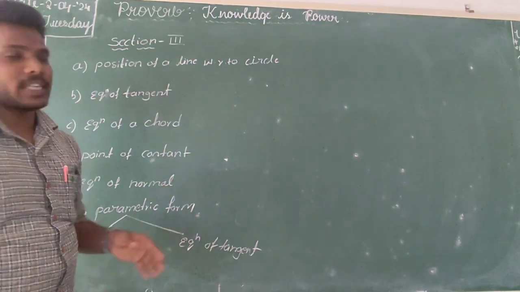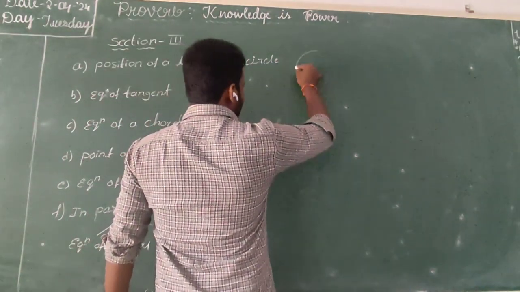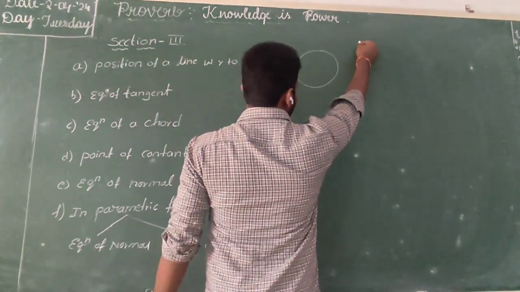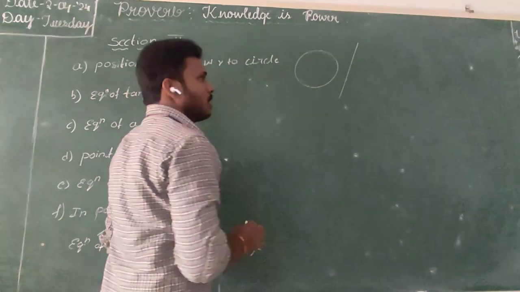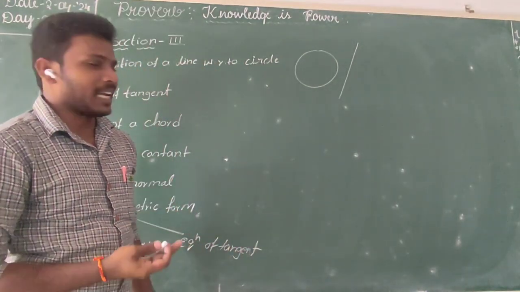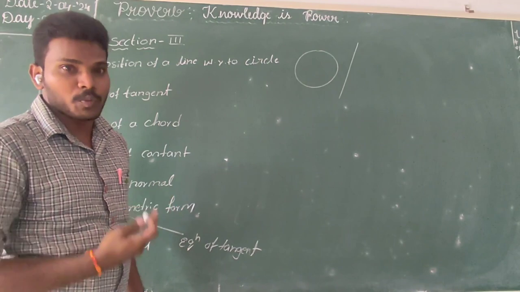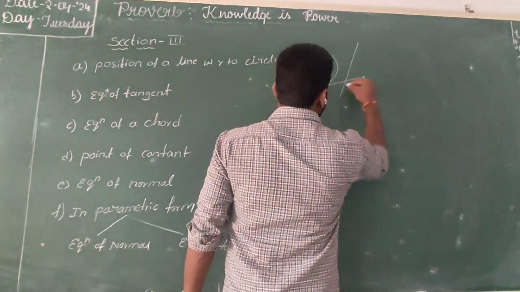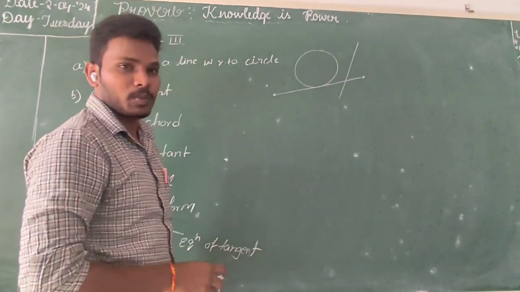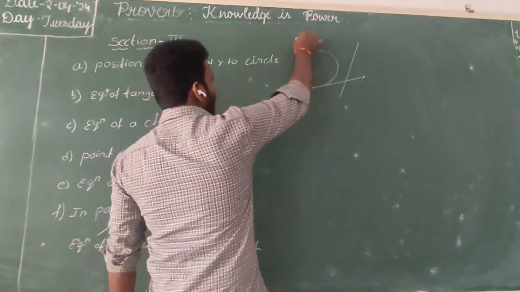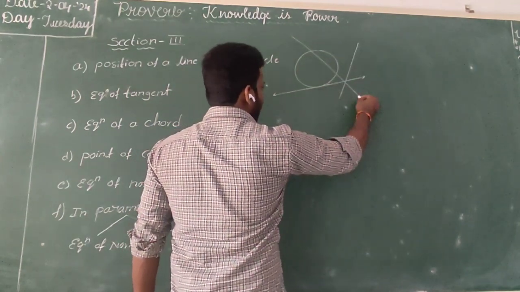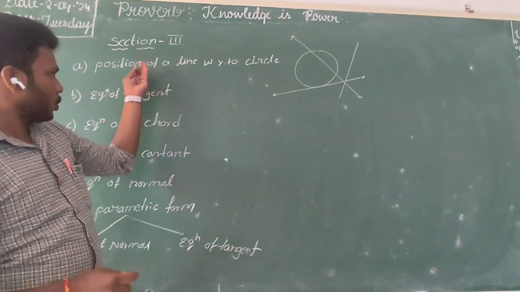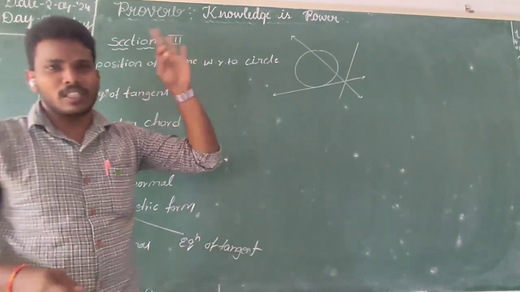Position of a line with respect to circle means, suppose for any circle, you can take any straight line. It may not touch the circle, is one possibility. Or a line may touch the given circle, is one of the possibilities. If a line may intersect the circle, is one more possibility. So the position of a line with respect to circle means we have only 3 possibilities.